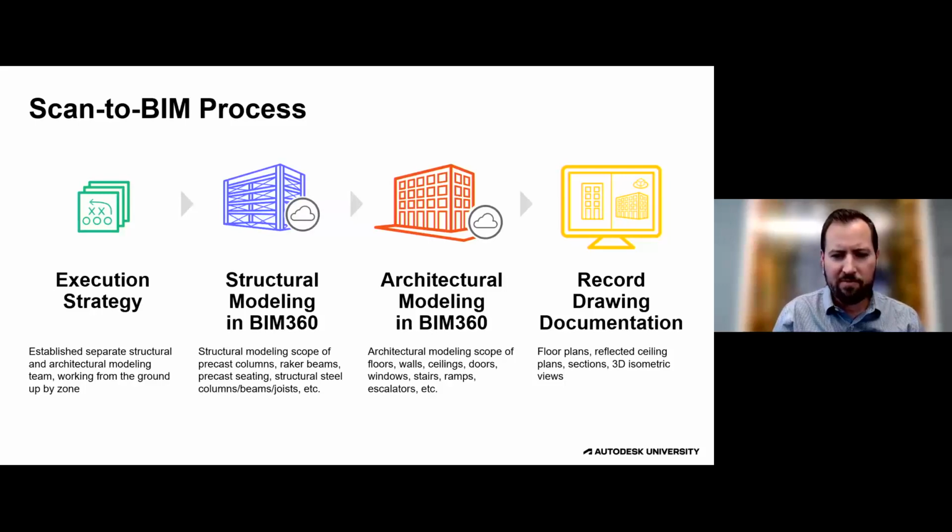The structural modeling team was modeling mostly precast elements, so precast columns, raker beams, the precast seating, also the structural steel towers, columns, beams, and a number of infill structural steel joists as well throughout. The architectural team, we broke out to model floors, walls, ceilings, doors, windows, stairs, ramps, escalators, and such. As far as the record drawing documentation from all of that, we also put together floor plans, section drawings, ceiling plans, and 3D isometric views.